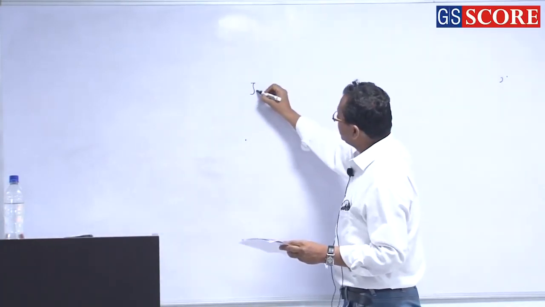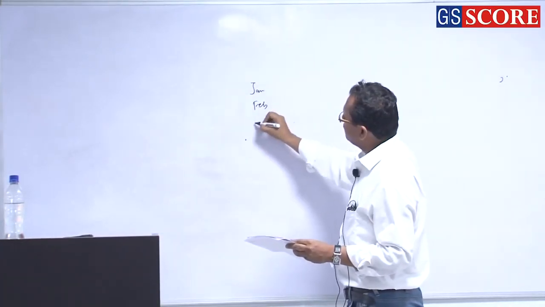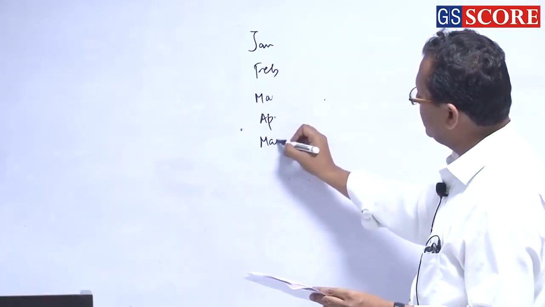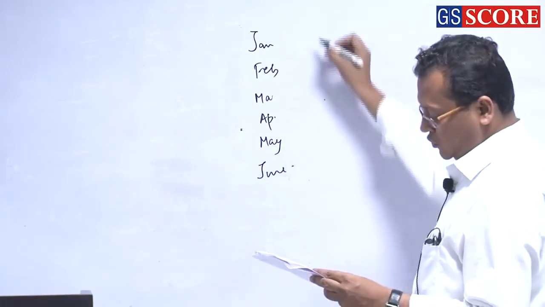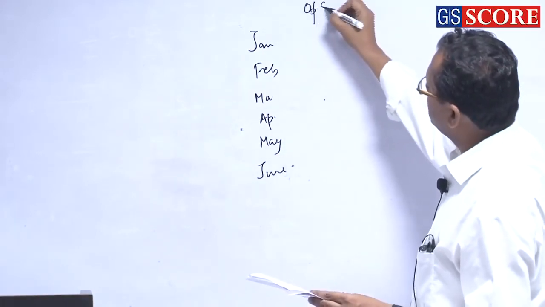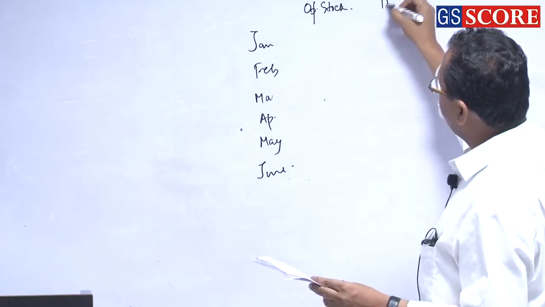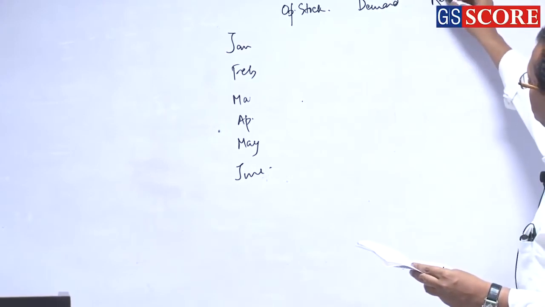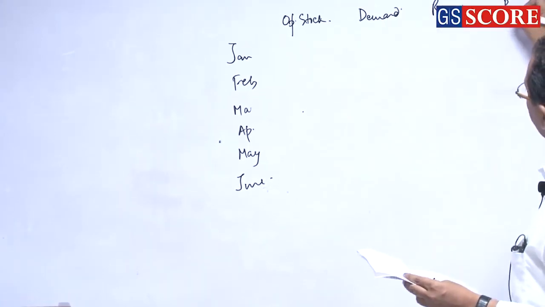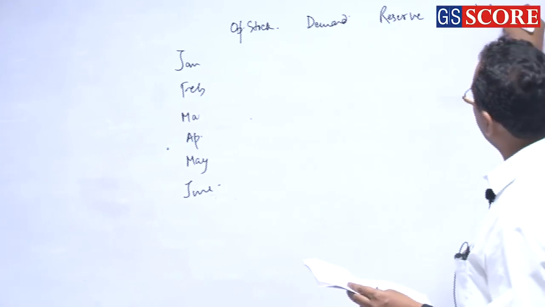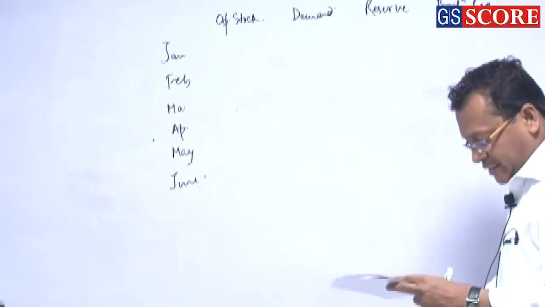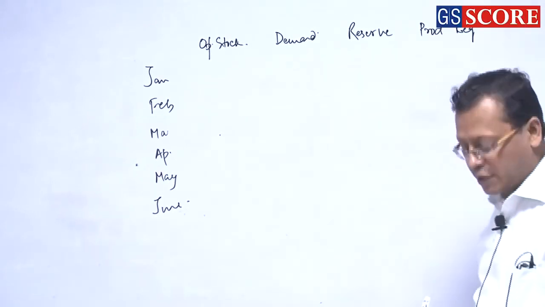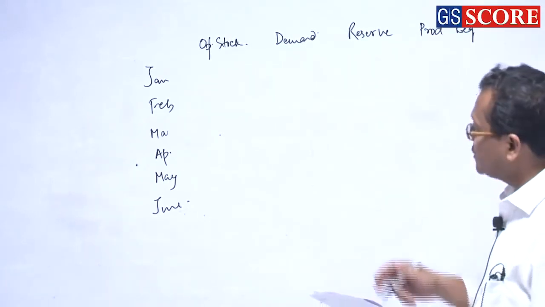So for each month we can say Jan, Feb, March, April, May and June. So the opening stock that is given, then a demand is given, right? Then the reserve, and hence the production requirement. What will be the production requirement for each month, right? So it says company's policy is to retain safety stock of 20% of monthly demand. Clear? So 20% of monthly demand.